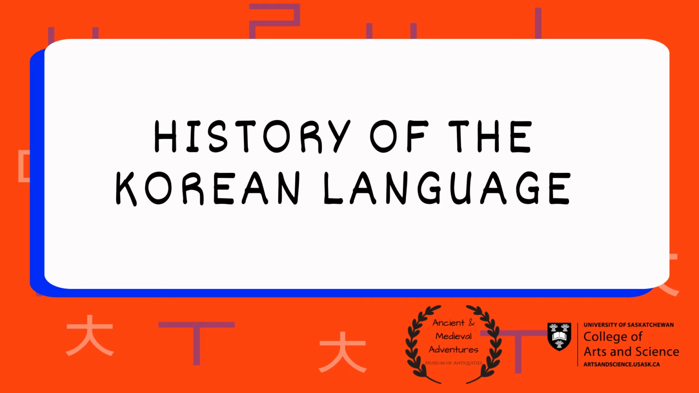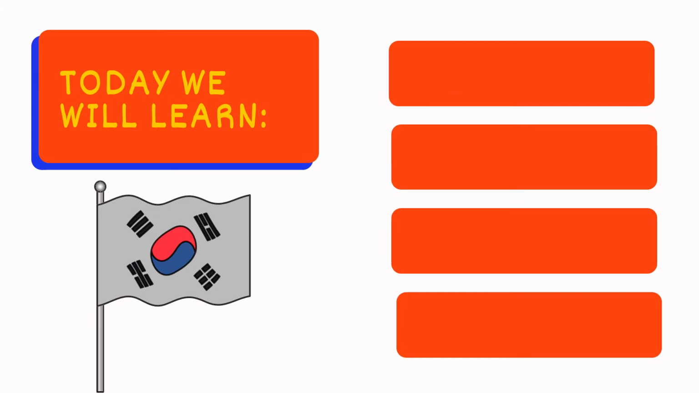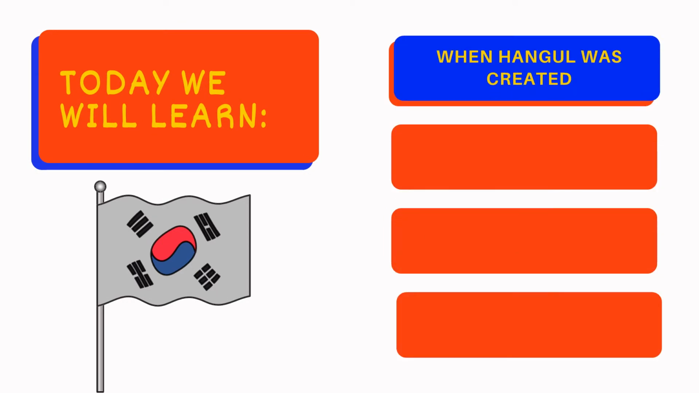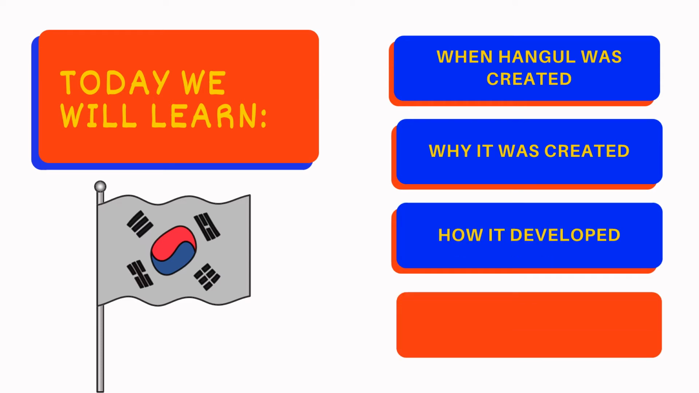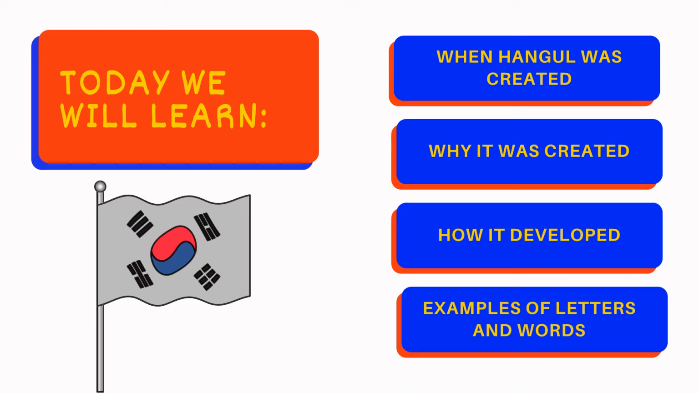Today we are going to be learning about the history of the Korean alphabet, Hangul. Today we will learn when Hangul was created, why it was created, how it developed, and we will look at some examples of specific letters and words.